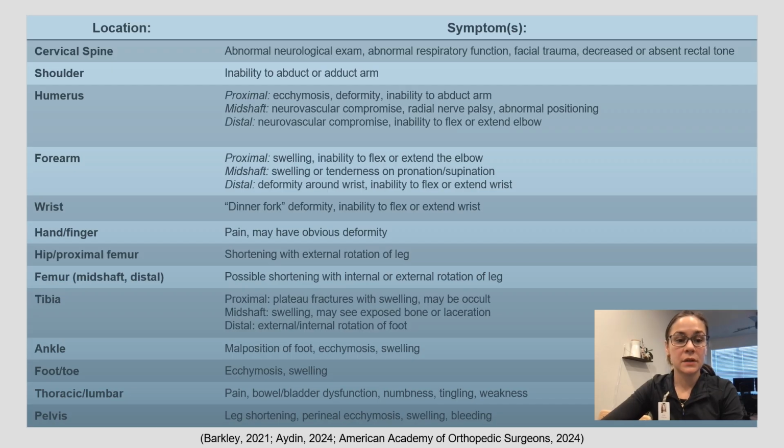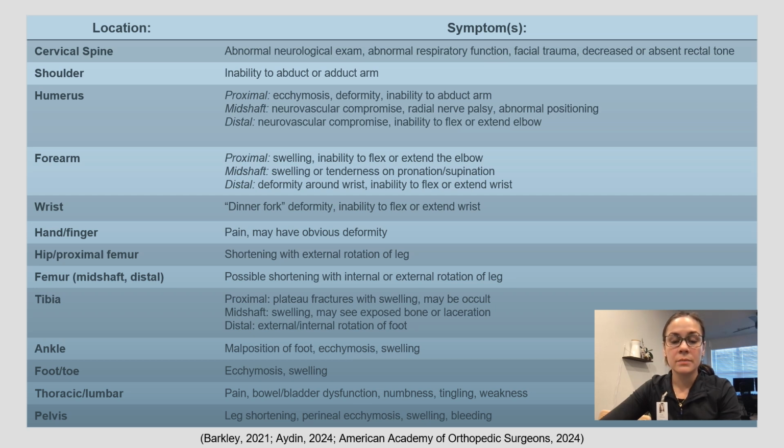Here are symptoms based on the location of the fracture. For the cervical spine, you may see an abnormal neurological exam, abnormal respiratory function, facial trauma, or decreased or absent rectal tone. For the shoulder, you may see an inability to abduct or adduct the arm. For the humerus at the proximal site, you may see ecchymosis, deformity, or inability to abduct the arm. At the midshaft, you could see neurovascular compromise, radial nerve palsy, or abnormal positioning. At the distal site, you may see neurovascular compromise or the inability to flex or extend the elbow.